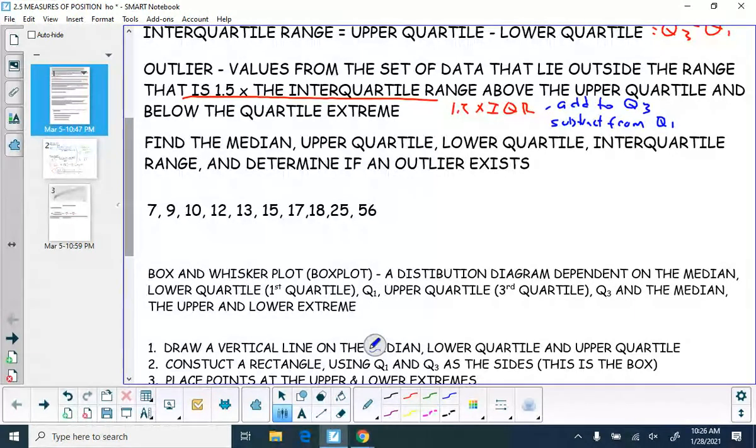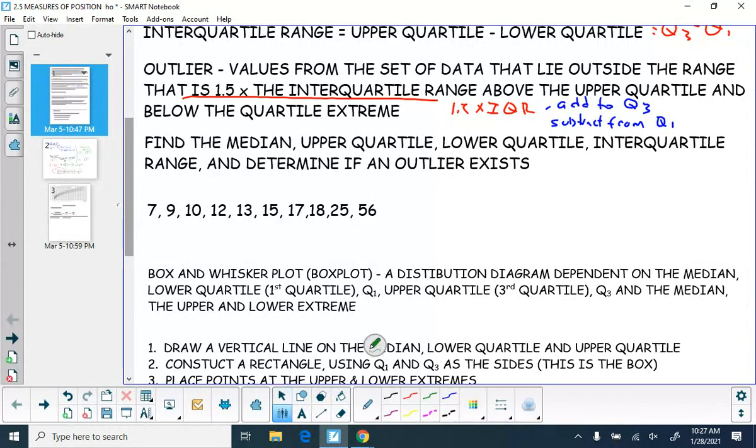So you add it to the upper quartile, subtract it from the lower quartile. Any number that lies outside of that range will be an outlier. And most of the time they stick out like a sore thumb. Bill Gates sticks out like a sore thumb. If I look at this set of data, there's probably a good shot 56 is going to be an outlier. Why? Because I'm 7 through 25, and then all of a sudden we got 56. Okay, but just take a look.